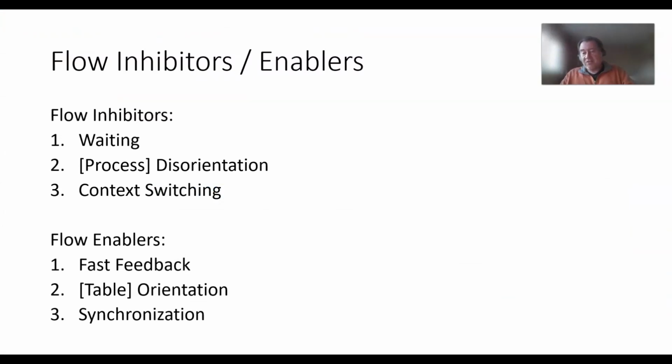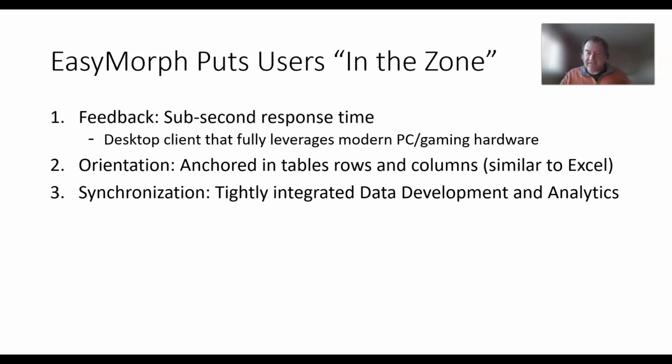Well, flow states have a natural enemy: slow feedback, disorientation, and context switching. The reason EasyMorph is so well suited for data tasks comes down to three main design features that are inherent to the tool. First, fast feedback. Second, table orientation. And third, synchronized development and analysis.